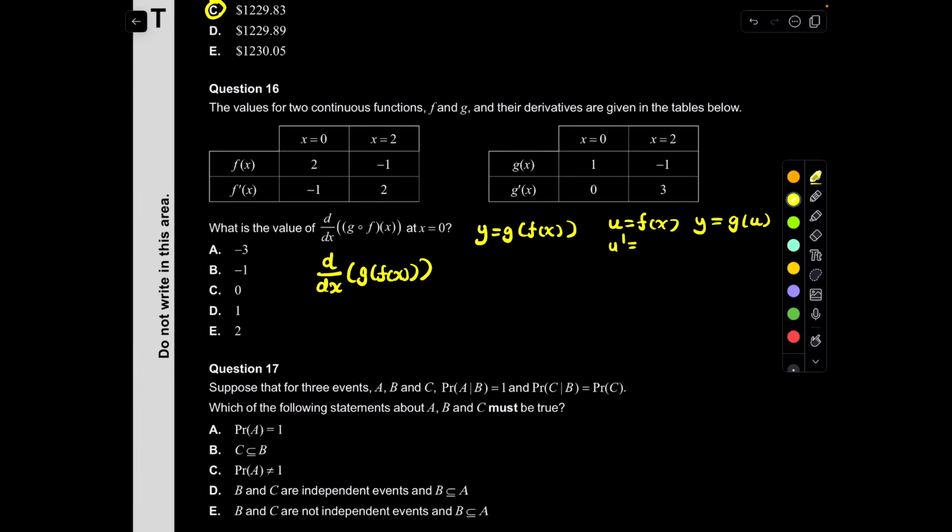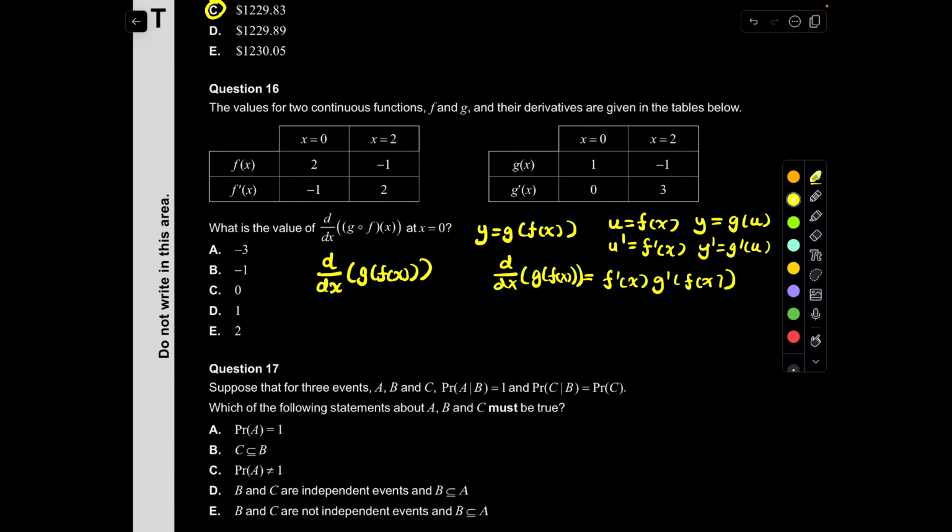So u dash is f dash of x, and y dash is g dash of u. And remember, you multiply these two. Multiplying these two together, you get the derivative. Now again, sub u back in. u was f of x, so sub in f of x. Done. This here is our derivative d/dx of g of f of x.